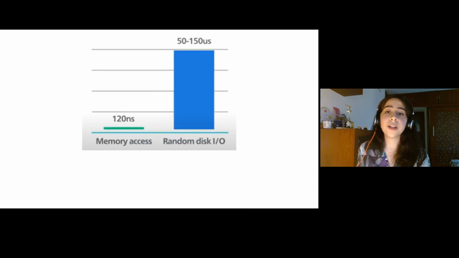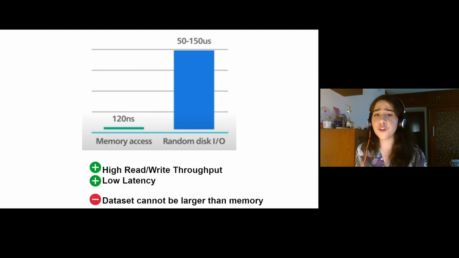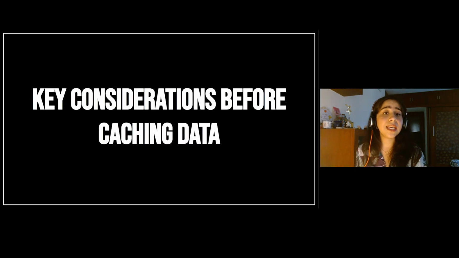Accessing something from the random access memory versus accessing something from disk IO has its own set of advantages and trade-offs. Of course, having data in RAM gives you high read-write throughput and lower latency, but the data set cannot be larger than memory. RAM is volatile in nature. You need to move your data to disk in order to be able to persist it if that's your goal. And not everything can be stored in RAM. With these concepts in mind, let's move forward and talk about some key considerations that you should keep in mind before caching your data. Ask yourself these questions.